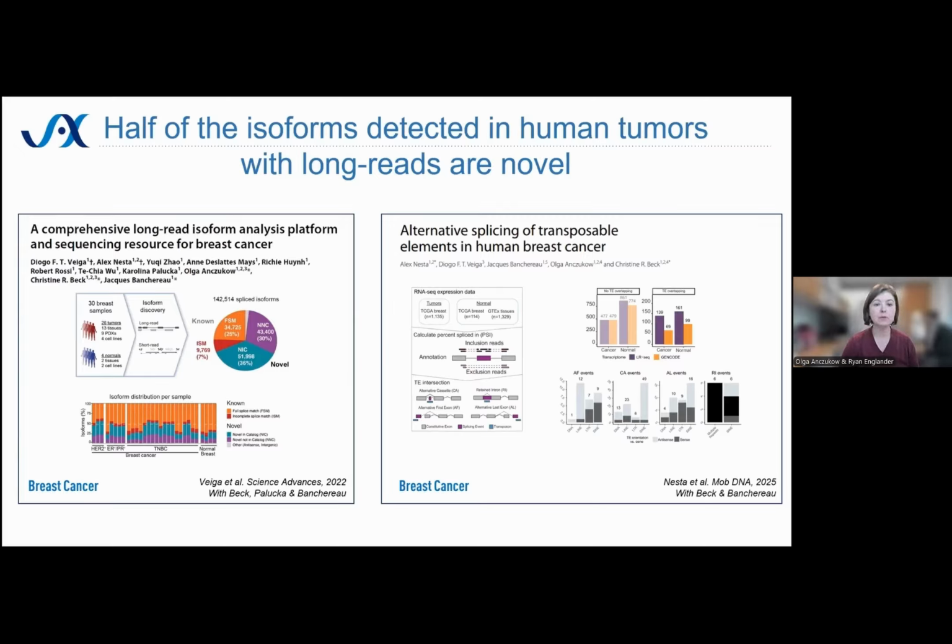And so while this was really a proof of principle of how complex the diversity of those isoforms is in tumor samples and how long-read RNA sequencing enables us to discover novel isoforms of clinical importance, we are now applying it to other tumor types and other diseases.